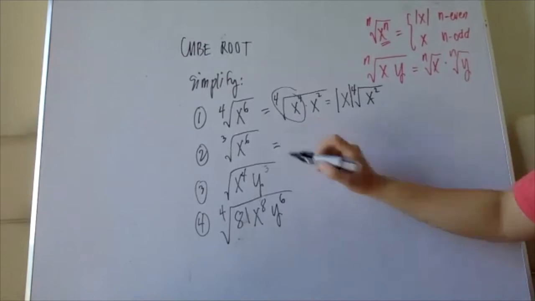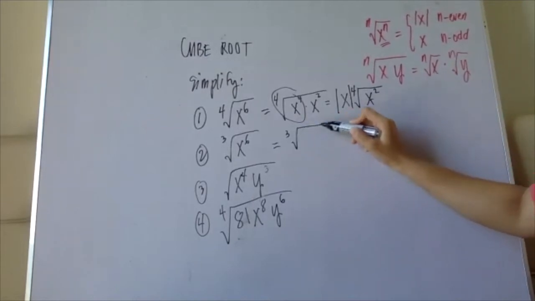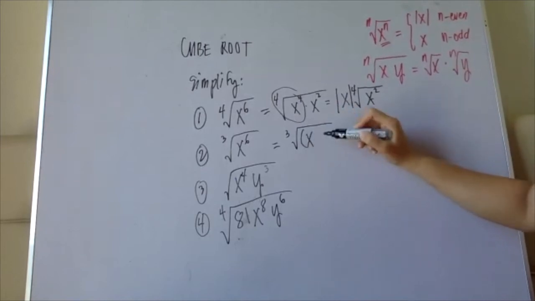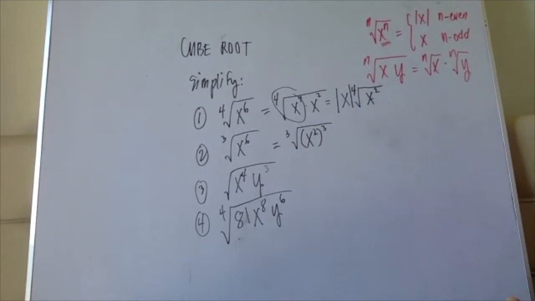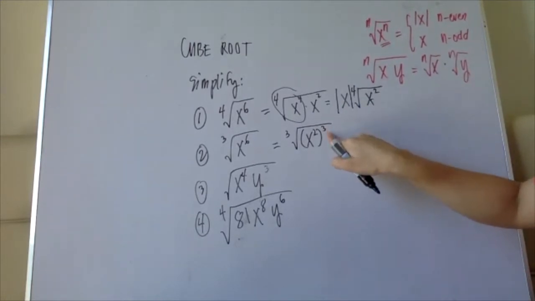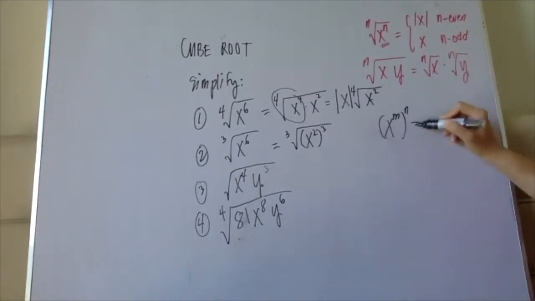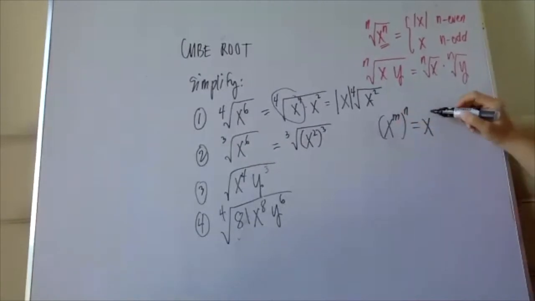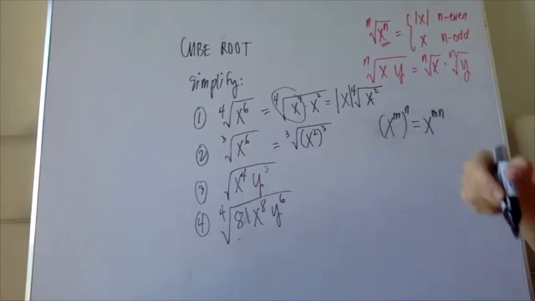How about this one? X squared raised to 3. Right? Power of a powered rule. This is just equal to x, m times n. So, 3 times 2, that's equal to 6. So, pareho lang yan sila.